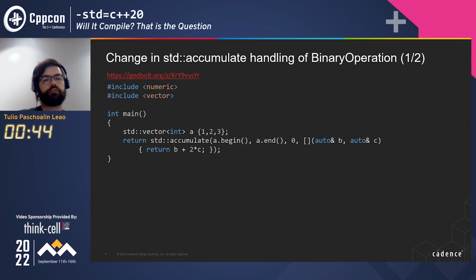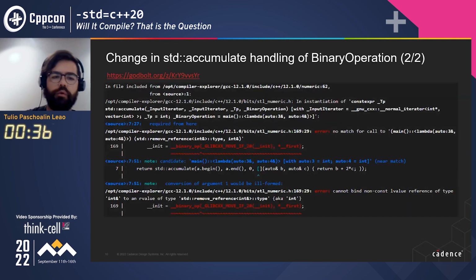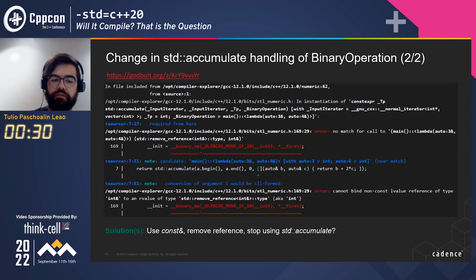And finally, std::accumulate changed how it handled binary operations. So now it moves the first parameter and it gives this nasty error that it will move if on 20 and et cetera. So you might face this a lot. The solution varies. You can use const ref, you can remove reference, you can even stop using std::accumulate. We saw this on the Lightning Talks previously. So I won't give the final solution in here, just investigate for yourself.